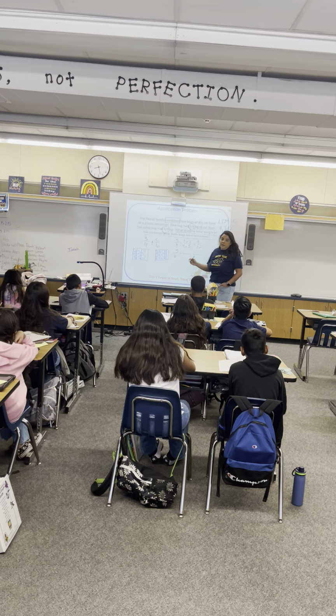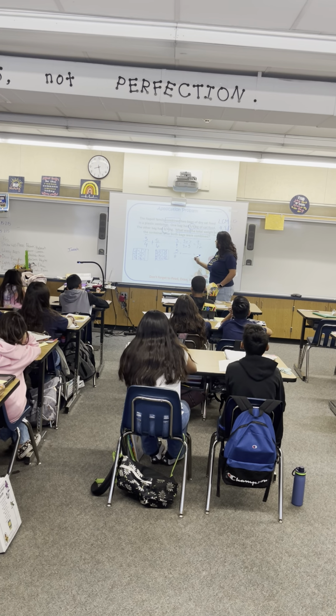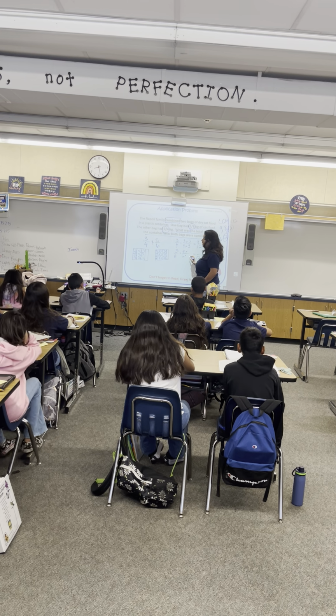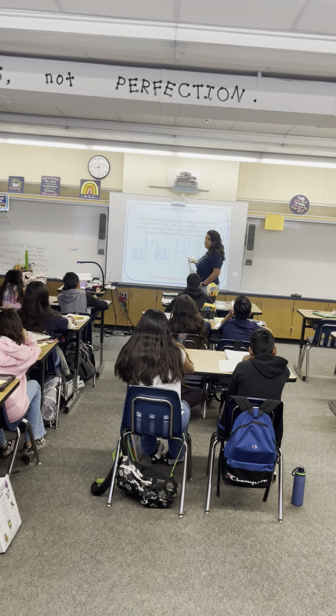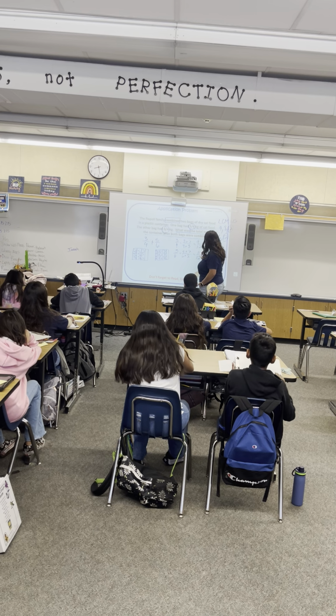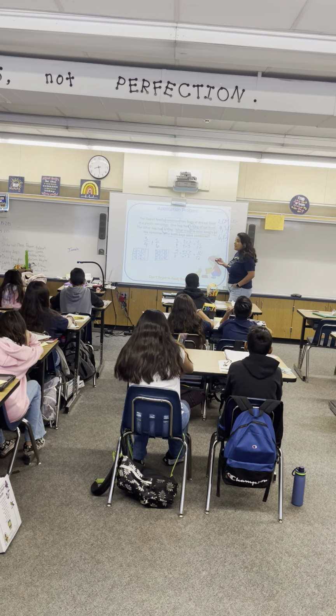What am I doing here? I have 12 in the denominator. What am I multiplying by? 2. And whatever I'm doing to the denominator, I'm doing to the numerator. 5 times 2, 10. Good. Now, what do I do next?